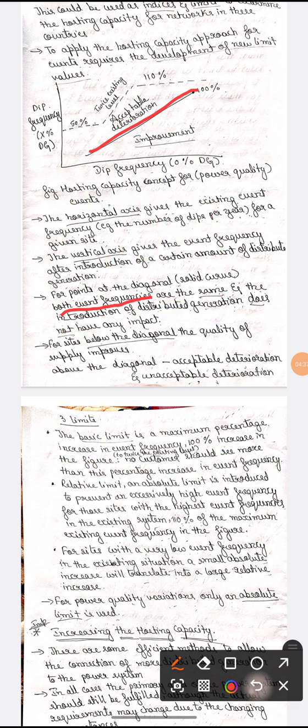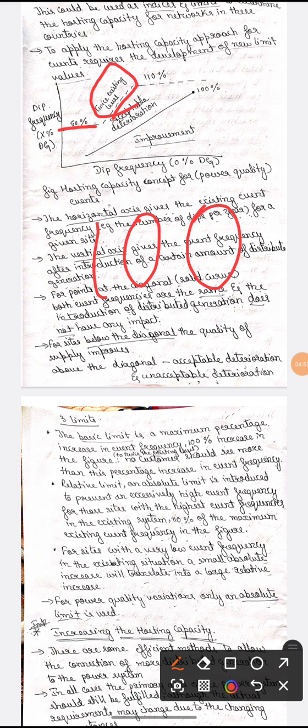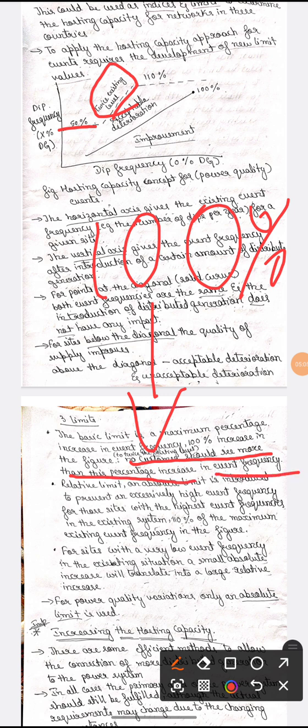So that is what they have given in the figure. This is the standard frequency, 50%, below this one. So the 100% will be there. This is the twice existing level, so twice that should not be exceeded during the fault condition. So no customer should see more than this percentage increase in the event frequency, right?